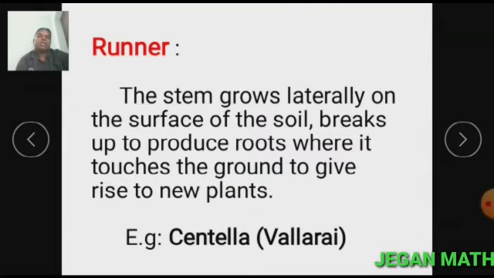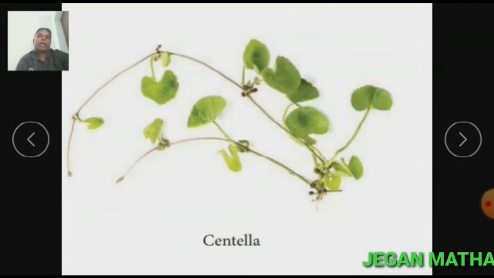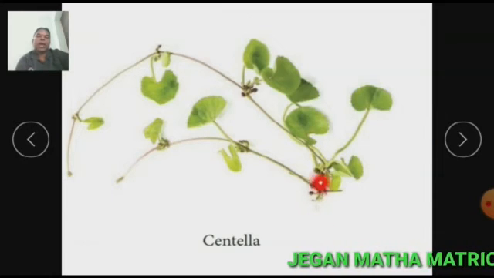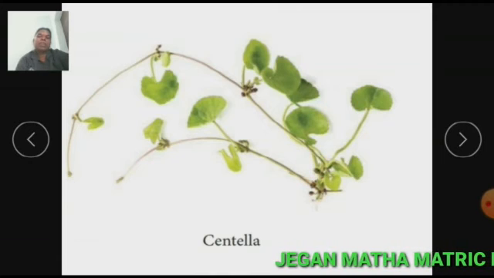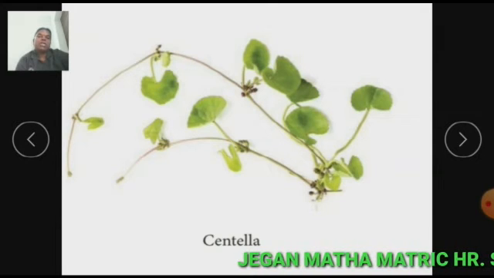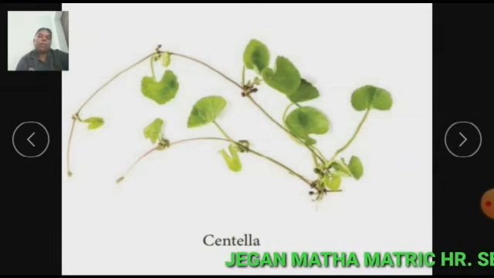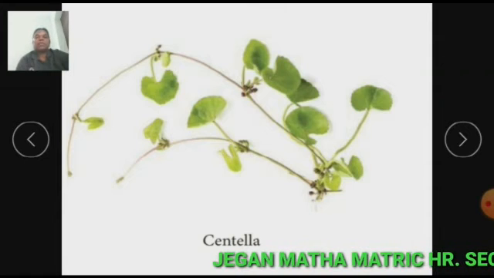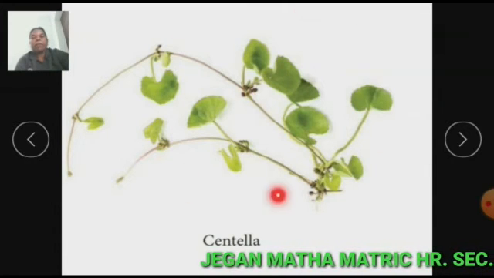Runner. The stem grows laterally on the surface of the soil, breaks up to produce roots where it touches the ground to give rise to a new plant. Example of runner is centella. Centella is known in Tamil as Vallarai. This is Vallarai plant.